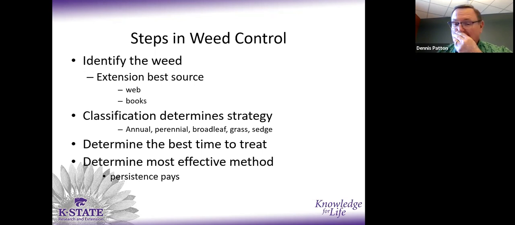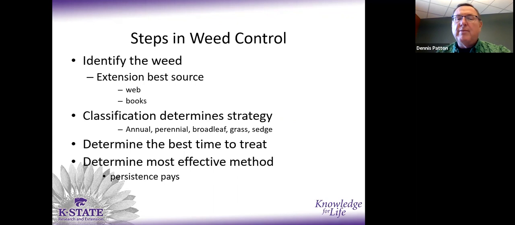And then once we determine what type of weed it is, we have to determine when's the best time to treat. A good example is, most people wait and treat dandelions when they're in full flower. That's the hardest time to control it. If we control that dandelion in the fall when it's just germinated, it's much easier to control, and it's also potentially less damaging with drift onto our desirable plants.